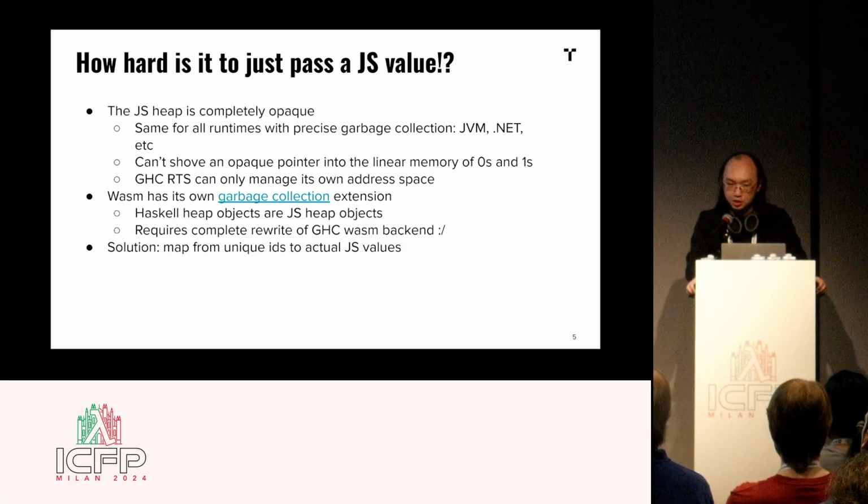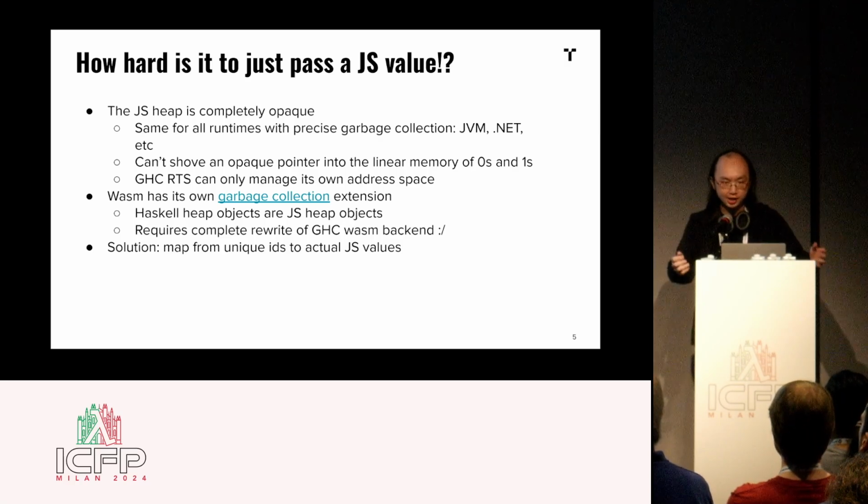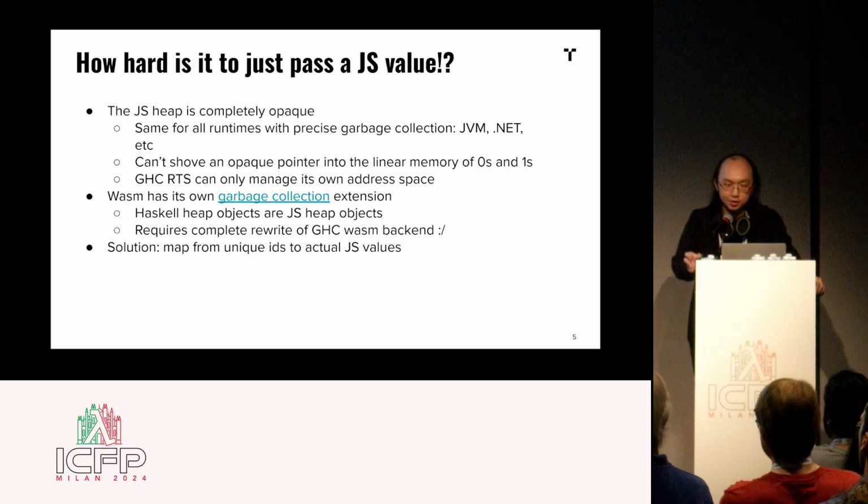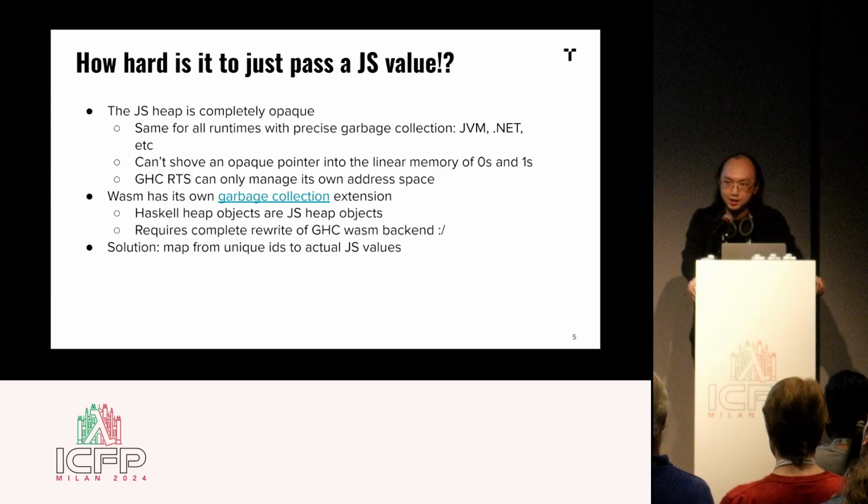So the GHC runtime system cannot manage any pointer without knowledge of the heap structure. It can only manage the Haskell heap closures within the Haskell address space. It cannot manage any foreign pointers like that. WebAssembly also has its own extension that supports basic garbage collection, but in order to support that, the current GHC Wasm backend would have to be completely rewritten. So that is not something we support for the time being.